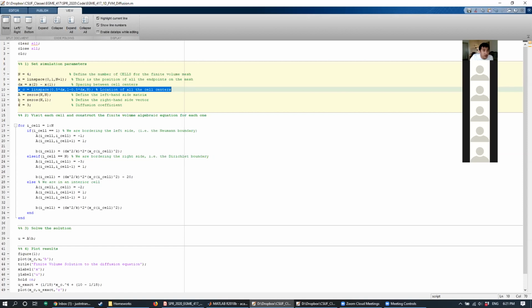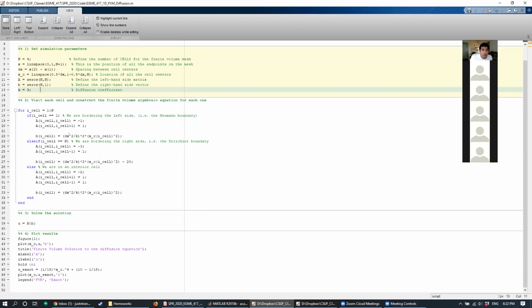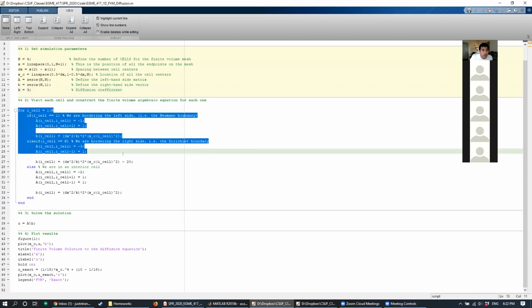Okay, and then you can see here I've set the diffusion coefficient. I've set it just equal to +3 because I've kind of canceled out the negative there. So those are just the problem parameters. That's pretty straightforward. Besides the fact that we're counting the cells instead of the grid points, that should be the same.